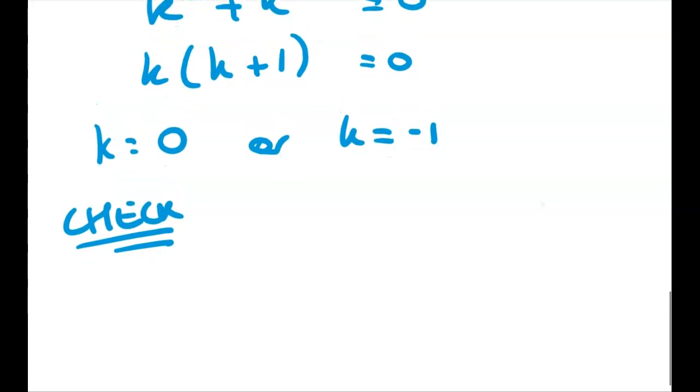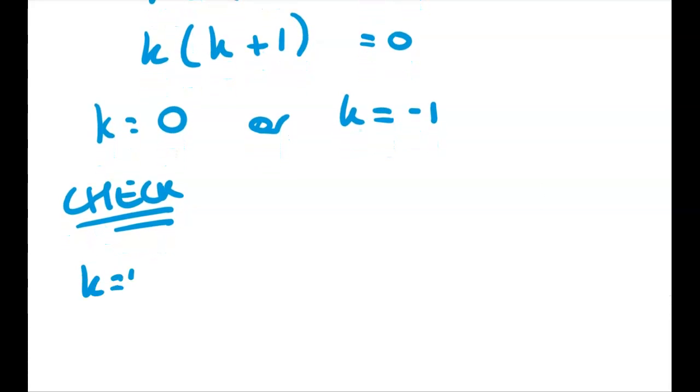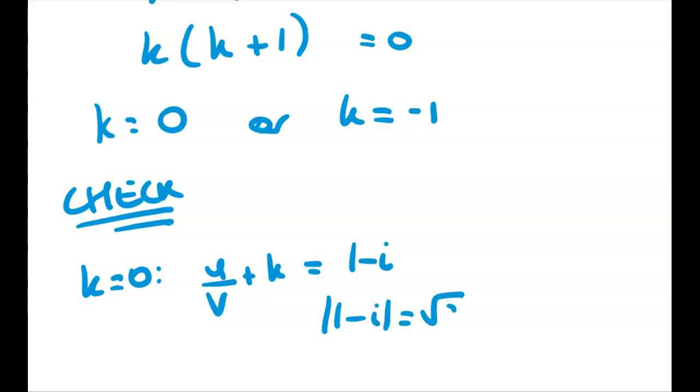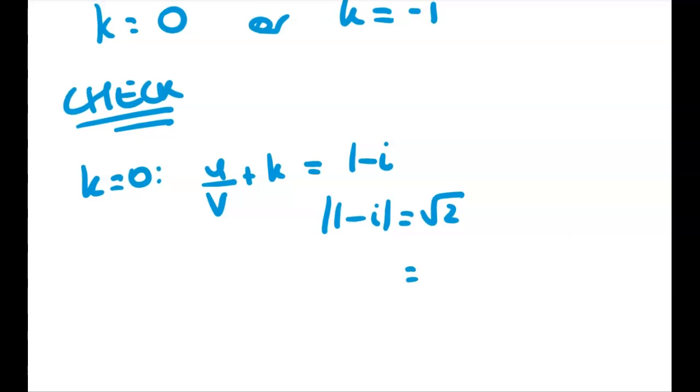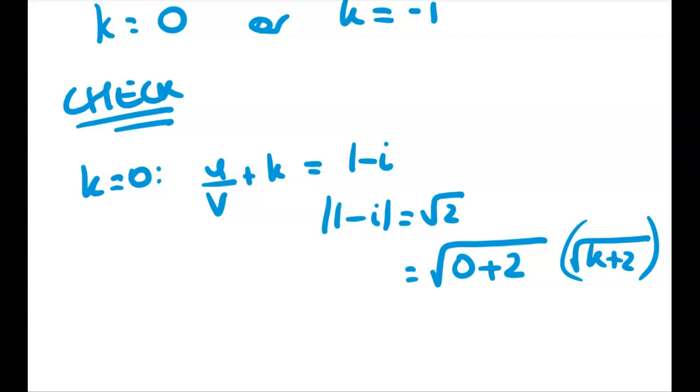Let's first of all do k equals 0. Then we have u over v plus k is just equal to 1 minus i. And we know the magnitude of 1 minus i is equal to root 2, which is equal to the square root of 0 plus 2. Remember that the right-hand side of that equation was this. So k equals 0 is a solution.